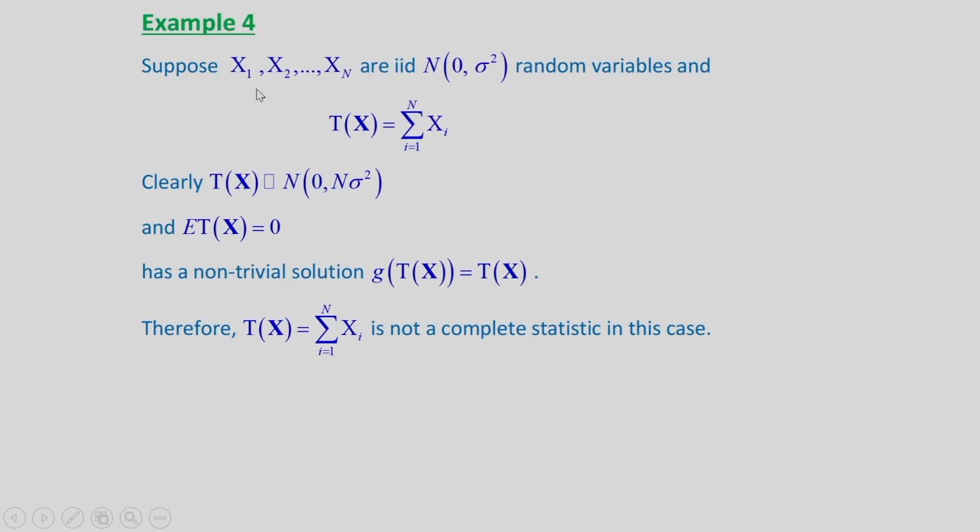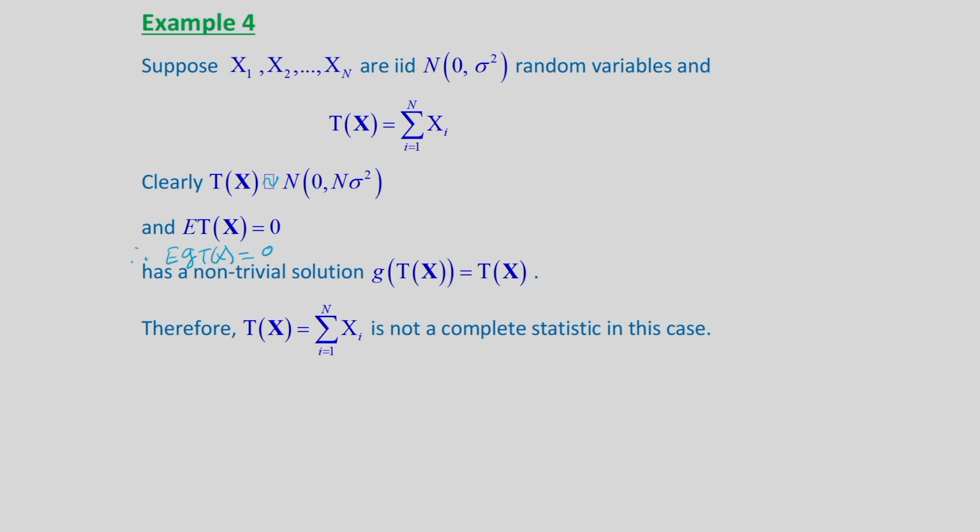Now, we will consider another example. Suppose X1, X2 up to Xn are IID normal random variables with 0 mean and variance sigma square. They are normally distributed with mean 0 and variance sigma square, and T(x) is equal to summation Xi, i going from 1 to n. Clearly, because it is a sum and all Xi are 0 mean, T(x) will have a normal distribution with mean 0 and variance n sigma square, and we observe that E of T(x) is equal to 0.